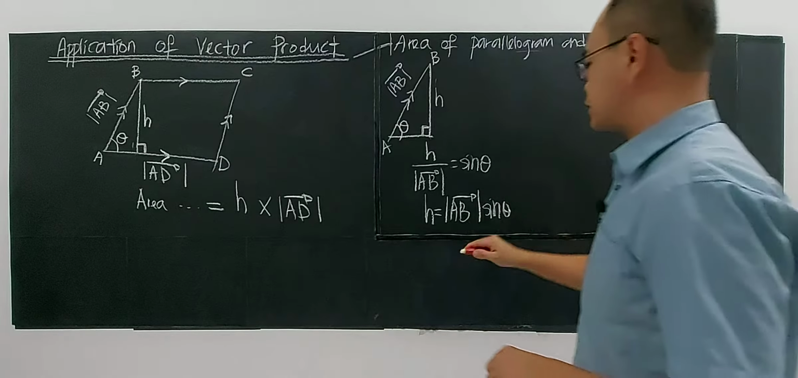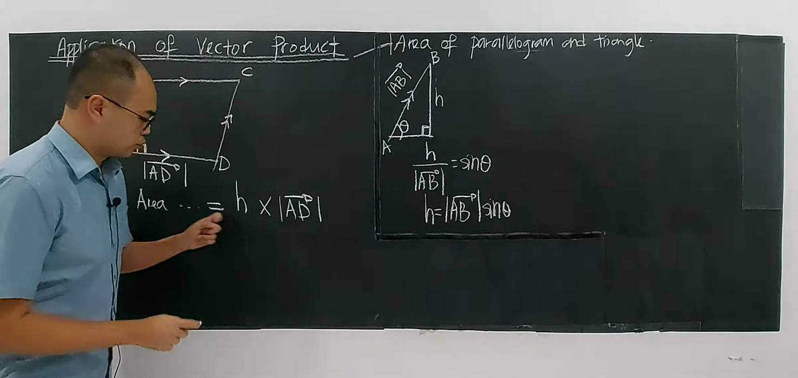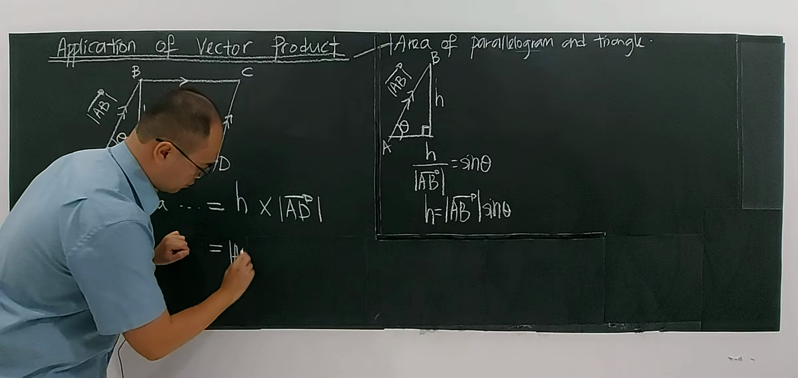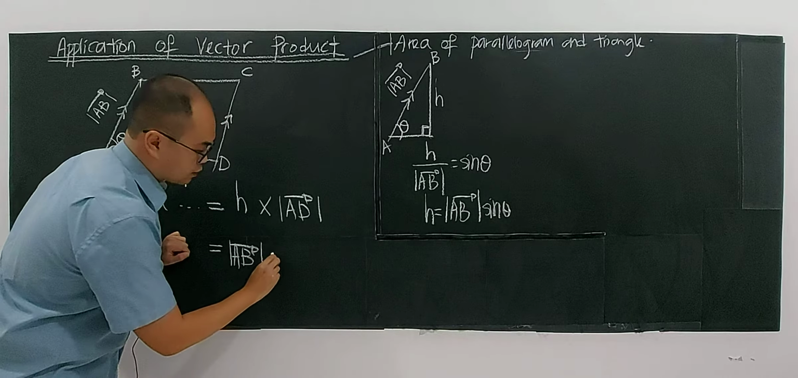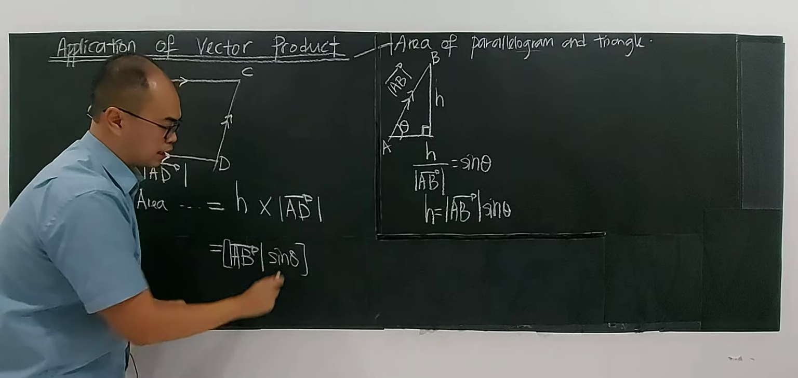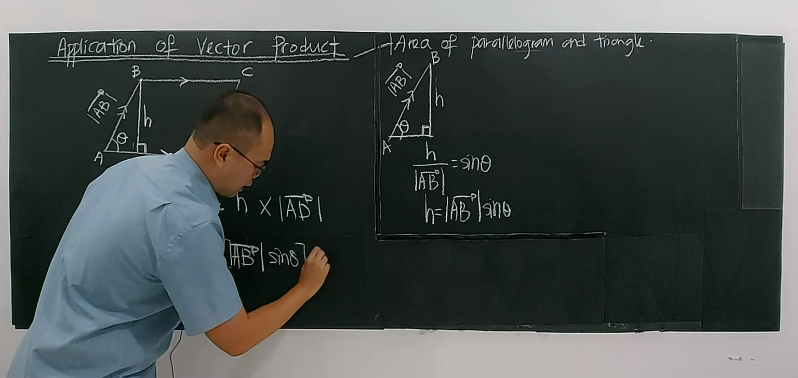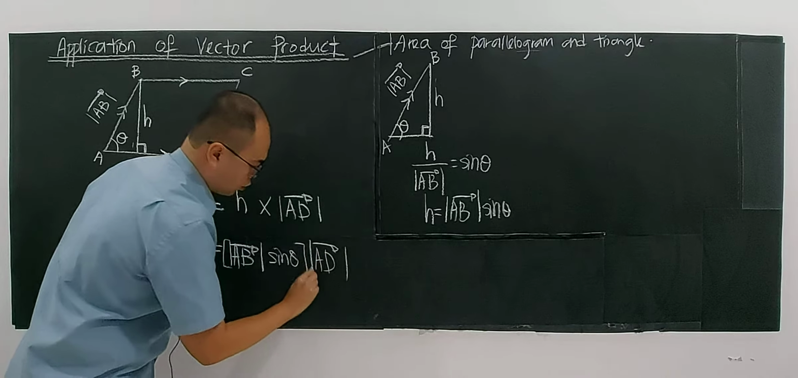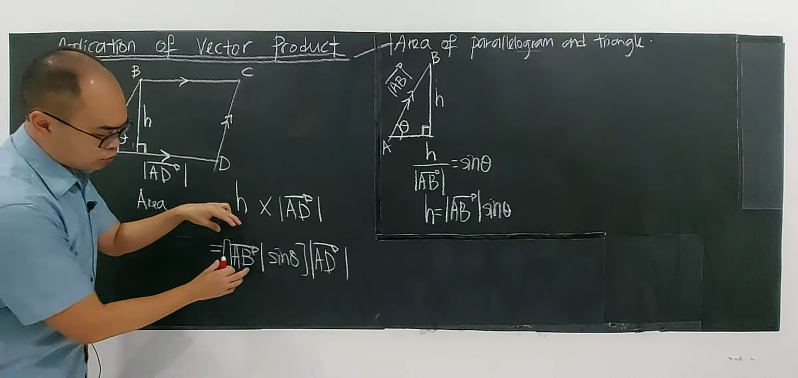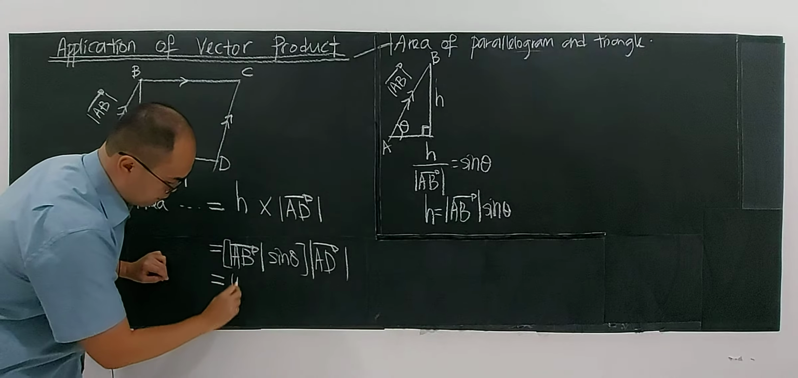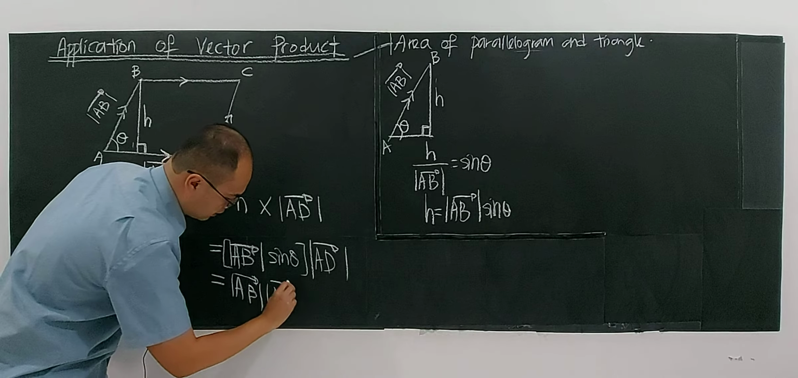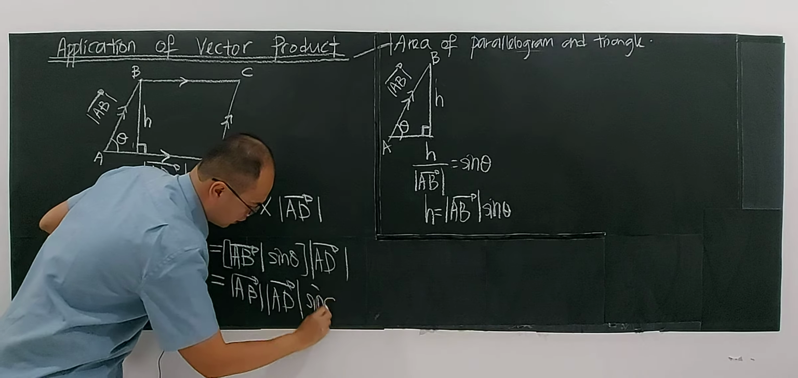So I replace H with magnitude of AB sine theta, multiplied with the magnitude of AD. Later on, I'm going to take AB and AD, group the magnitude of AB and multiply with the magnitude of AD sine theta.